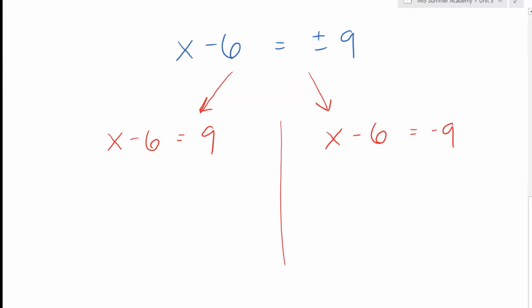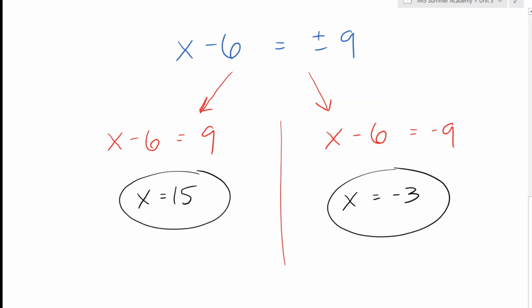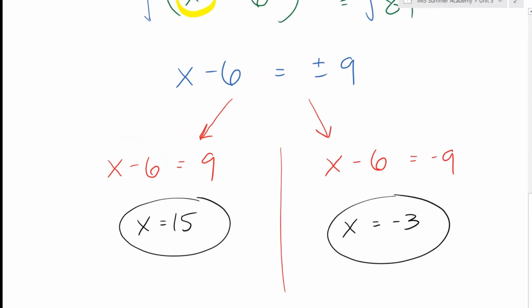On the left-hand side, if I add 6 over, my final answer is 15. Over here, if I add 6 over, my final answer is negative 3. And these are the 2 answers for this equation.